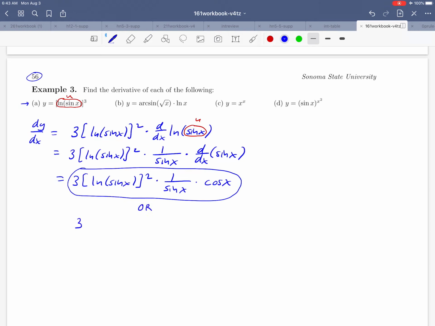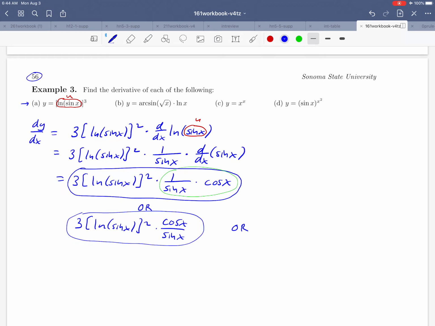We could also take these two pieces here and consolidate them together into one fraction, as cosine of x over sine of x. That would also be an acceptable way of writing this. Or, if you've recently taken a trig course, you might remember that cosine of x over sine of x is equivalent to cotangent of x. So we could even write it like that if we wanted to. I want to emphasize that any one of these three answers that I circled would be fine as far as giving it as your final answer here.